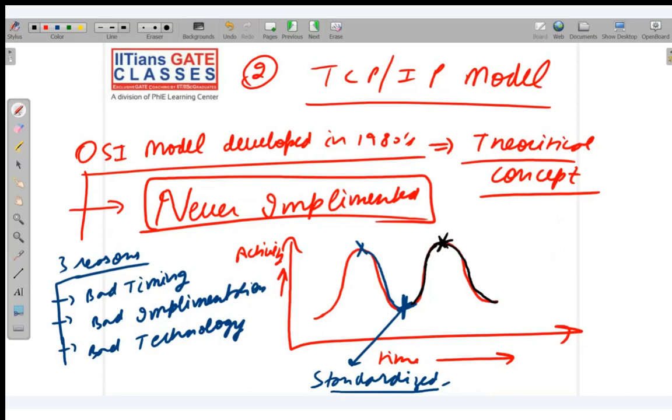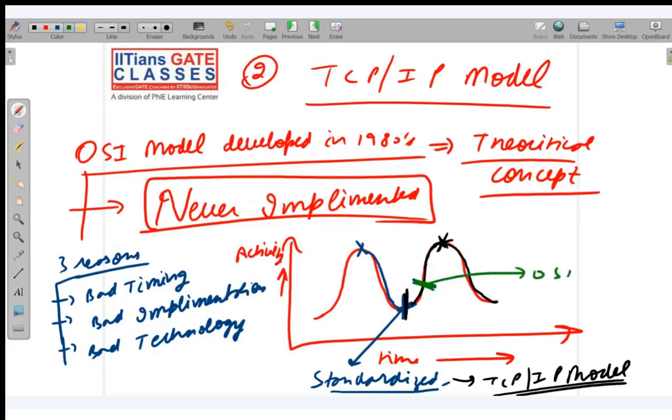So this is the best time at which standardization should be done. At that time the TCP/IP model came. But here at this point, the OSI model came. So no doubt we are studying the OSI model first and then the TCP/IP model, but actually the TCP/IP model came first and then the OSI model came into the picture. So at this point of time the OSI model came.